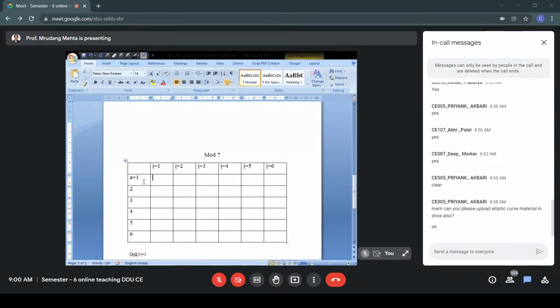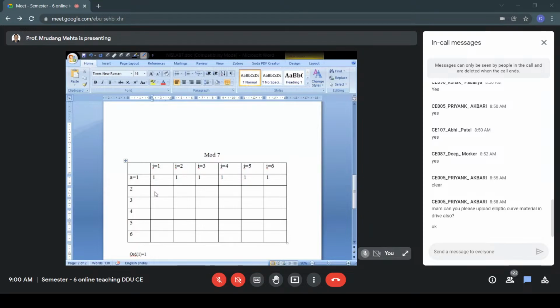But remember that in the first row, it is 1 raised to 1 mod 7, 1 raised to 2 mod 7, 1 raised to 3 mod 7, 1 raised to 4 mod 7. That is why it is 1. Now we take 2. So 2 raised to 1, naturally it is 2. 2 raised to 2 is 4, so 4 mod 7 is 4. 2 raised to 3 is 8, so 8 mod 7 is 1.